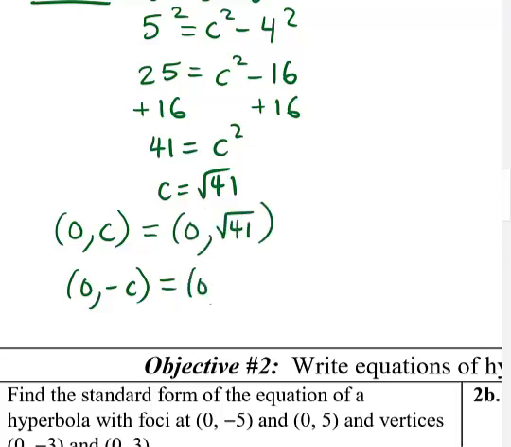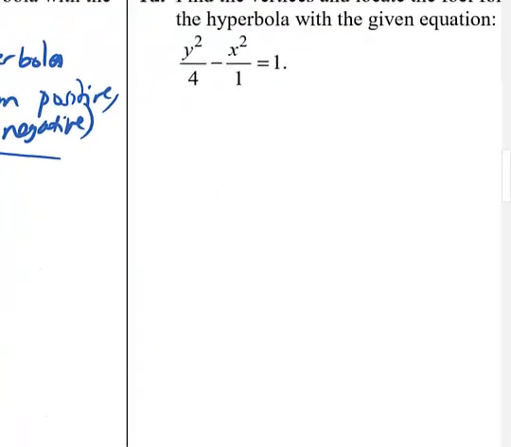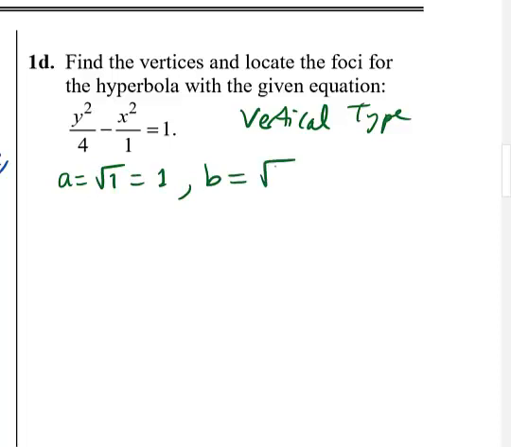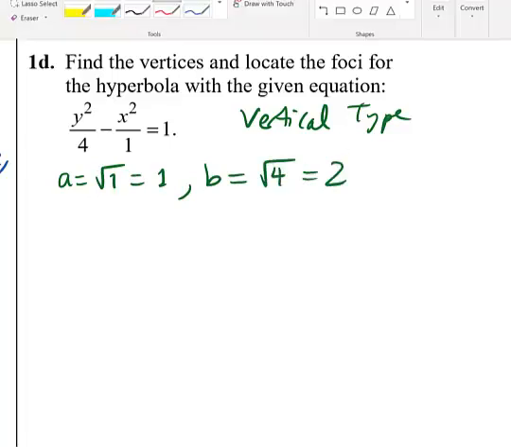But otherwise it's a very similar type of problem. And then we'll try this one. This is also a vertical type because the y term is positive and the x term is negative. So in this case, the value of a is below x, the square root of 1 is 1, and the value of b is below y, the square root of 4 is 2. I think that should tell it to us.